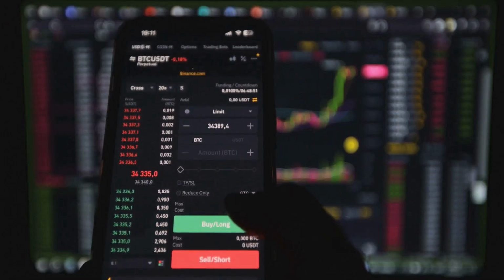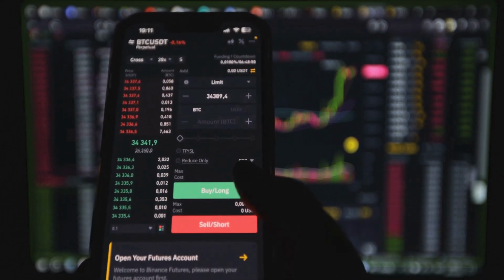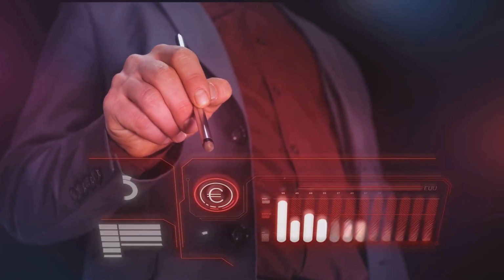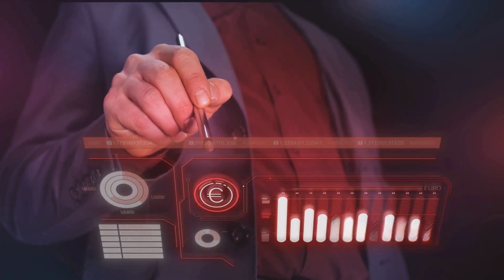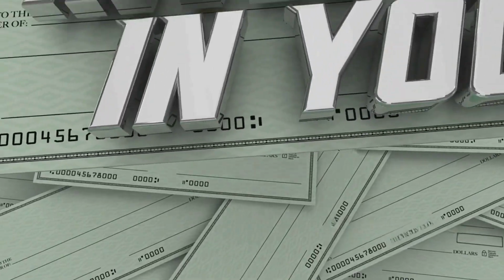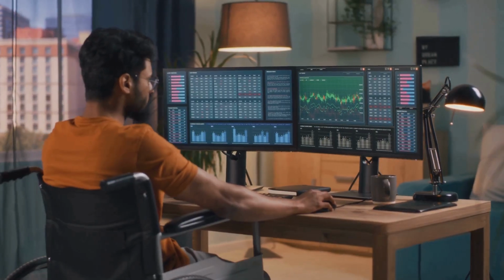So, what are you waiting for? Go into your platform and start setting up some of these alerts. Experiment, see what works for your style. Remember, the power to transform your trading is literally at your fingertips. An investment in knowledge pays the best interest. Go out there and make those alerts work for you.